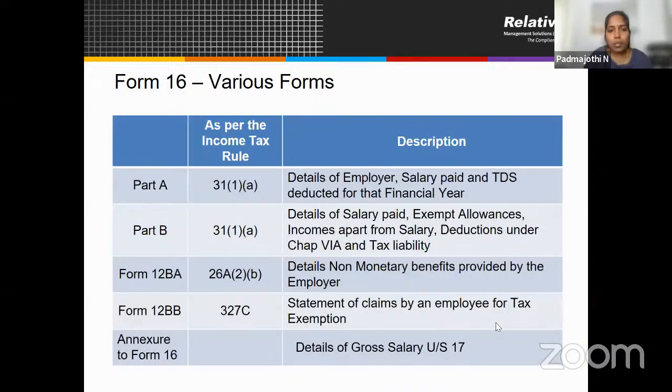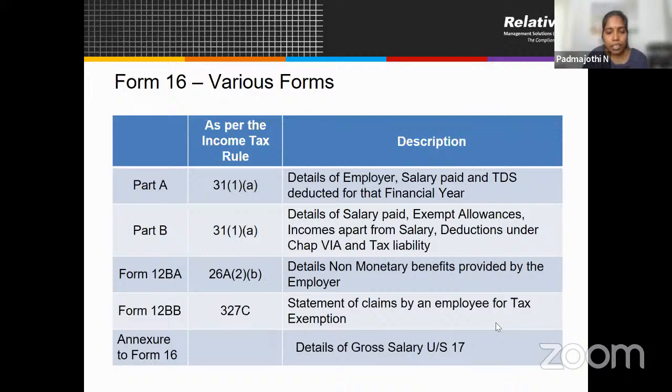Now we are going to see whether we have to issue the Form 16 to all the employees, or whether it is mandatory or non-mandatory. As I mentioned earlier, Part A, we are issuing under Rule 31(1A), and it will contain the details of the employer, salary paid and TDS deducted for that financial year. And Part B will have the whole details of the salary that we have paid, the exemptions and allowances, how the deductions have been calculated, and what is the tax liability for that particular employee.